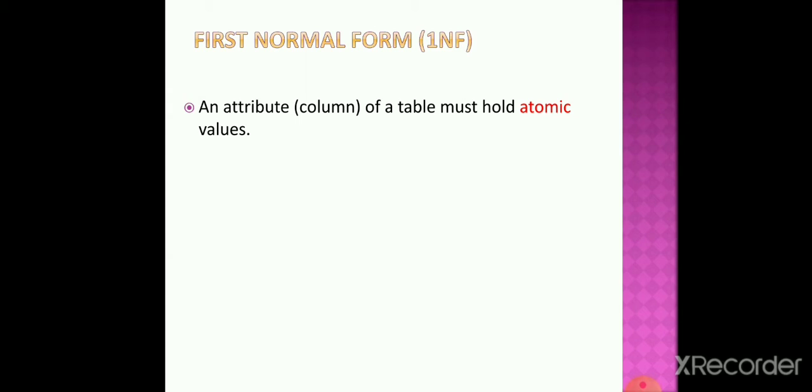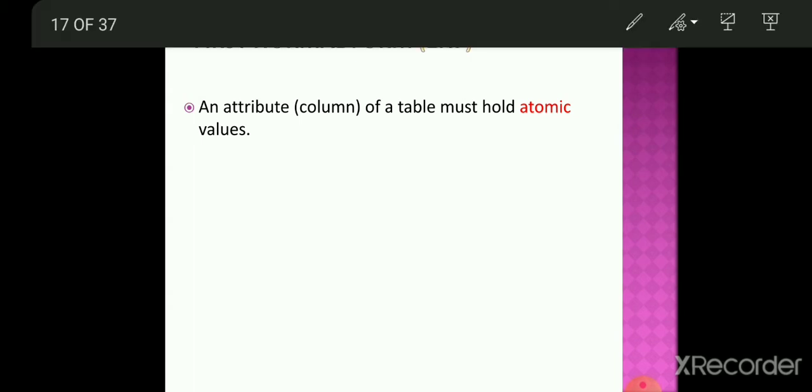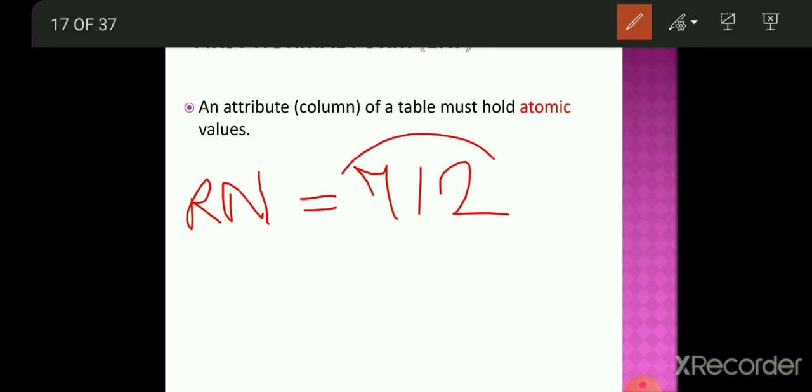Now, what are atomic values? Atomic values are those values which cannot be decomposed further. Like for example, if we take a roll number like roll number 712. If we talk about this number, it is meaningful data for our database.